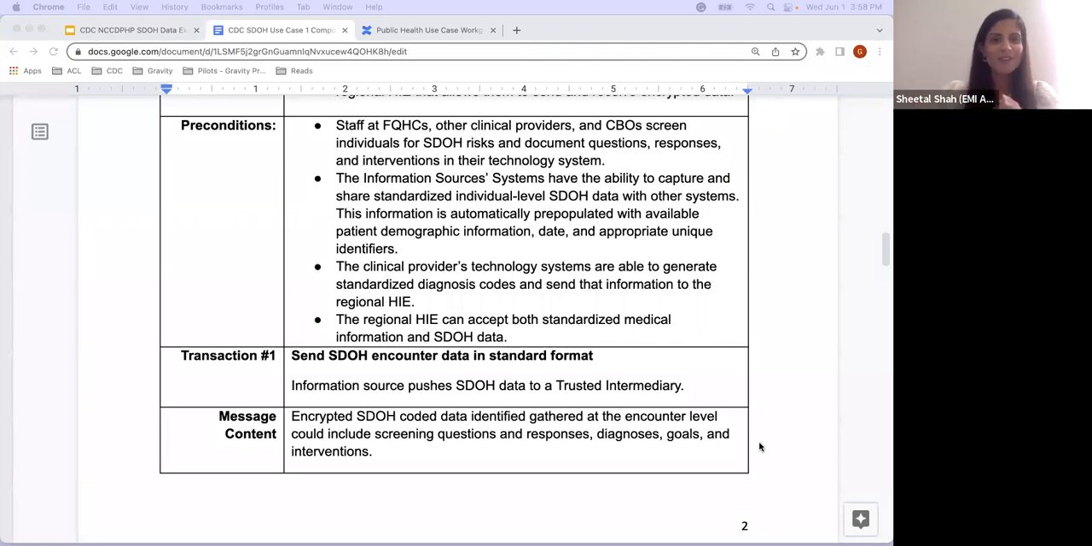So then we have transaction 1, which is sending the SDOH encounter data in a standard format. For this, we have acknowledged that the information source is pushing the SDOH data to that trusted intermediary. We've specified in the message content more around the data categories. We wanted to say that encrypted SDOH coded data gathered at that encounter level could include the screening questions and responses, the diagnoses, the goals and interventions. And again, this really maps to the code sets and value sets developed through the Gravity project, so we can leverage that in the message content.